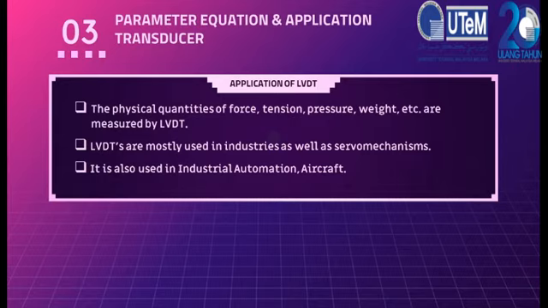Other than that, LVDTs are mostly used in industrial applications as well as servo mechanisms. These are commonly used for position feedback in servo mechanisms and for automated measurement in machine tools and many other industrial and science applications. Moreover, they are also used in industrial automation, aircraft, turbines, satellites, hydraulics and so on.